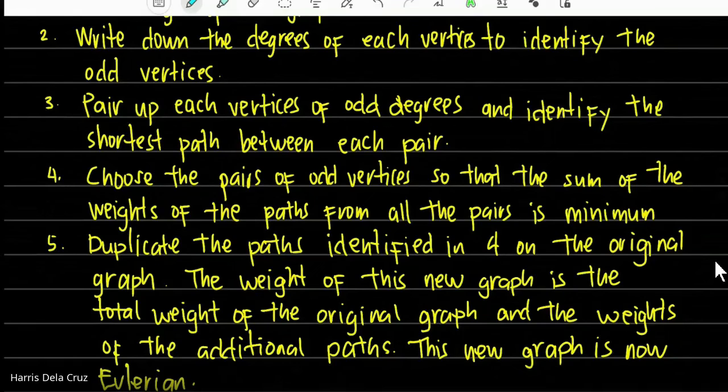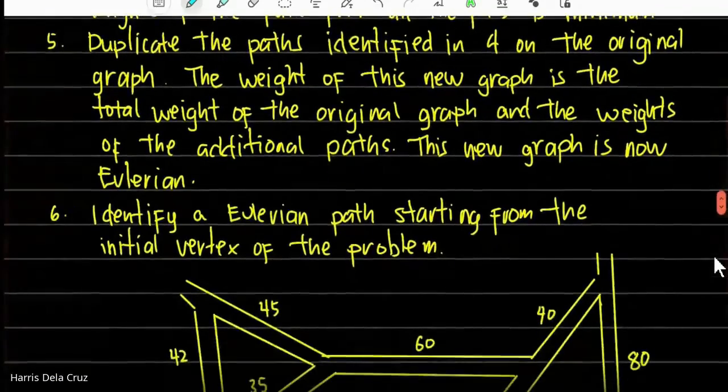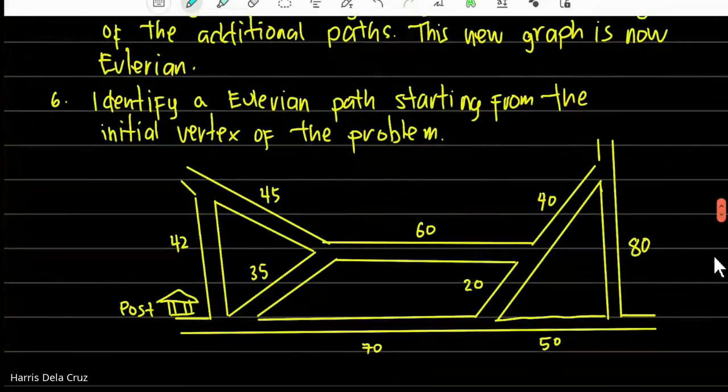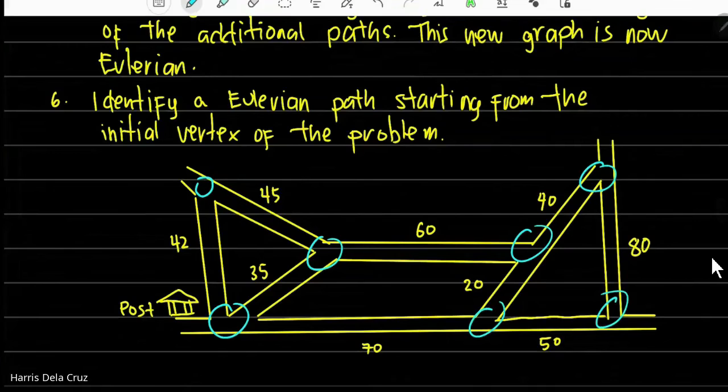So, what happens, since you have more than 2 odd vertices, you pair them up, and then you will get the shortest possible distance from those pairs of vertices. So, for example, just to illustrate, this is a road, and the intersections are our vertices, okay? And then the roads connecting them will be our edges.